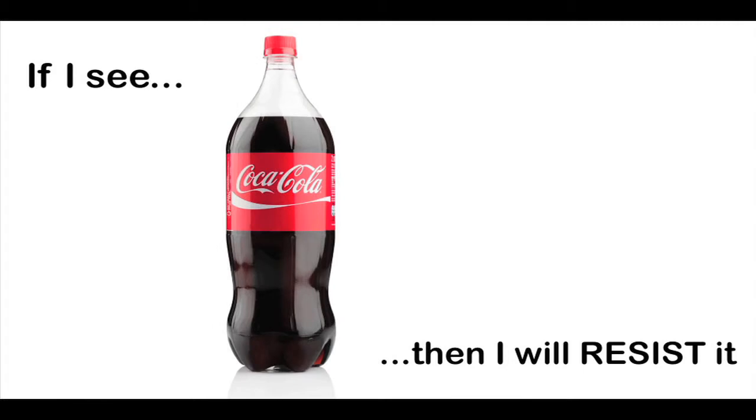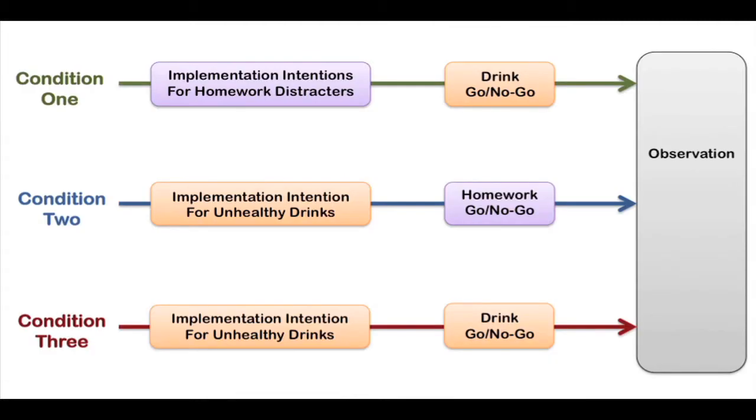Along the same lines, if you wanted to form one for unhealthy drinks, it would look like this. If I see Coca-Cola or whatever it is that you select, then I will resist it. So, in condition 2 and 3, they'll form those statements for drinks. Condition 1, they'll form it for homework distractors.